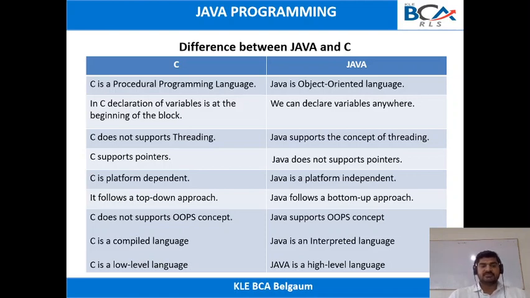The next difference is that C follows a top-down approach, and Java follows a bottom-up approach. We already saw that C is a structure-based programming language. The execution of a C program starts from main. Immediately after main, whatever methods are included will execute, and after that the next method. Step by step from the top, the execution of the program starts. The main method is present at the top in C.